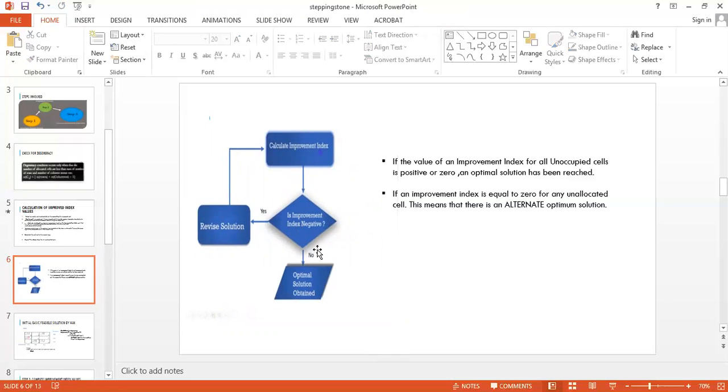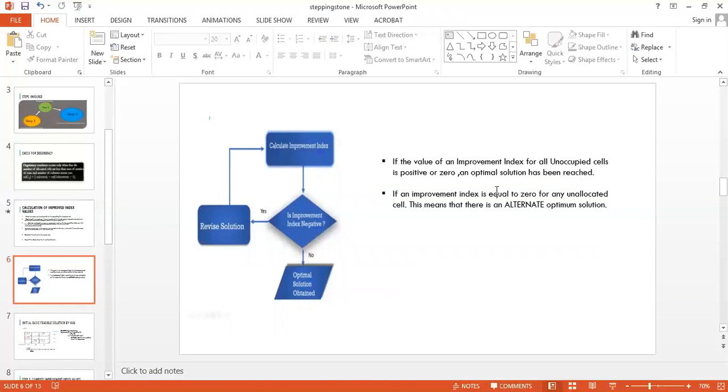When do we come out of this particular loop? When the improvement index values become positive. That is what is written here. If the value of an improvement index for all unoccupied cells is positive or zero, then an optimal solution has been reached. If an improvement index is equal to zero for any unallocated cell, it indicates that there is an alternate optimal solution.